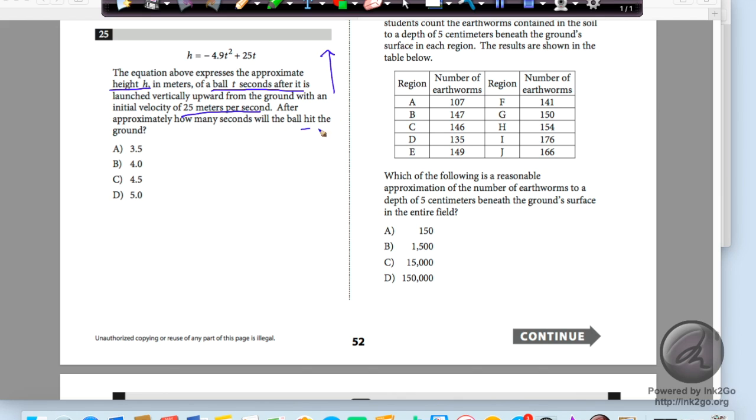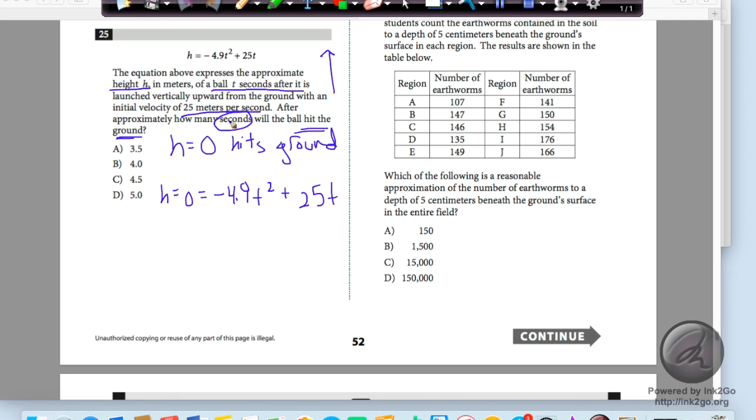So this seems to be your biggest hint thus far. Because when the ball hits the ground, it's no longer moving in the upward direction. So your height is going to be equivalent to 0. This is when it comes back down and officially hits the ground, right? It hits the ground, it's no longer moving in an upward velocity. So if you know that h equals 0, then you're able to say negative 4.9 t squared plus 25t. And they're asking you after approximately how many seconds?